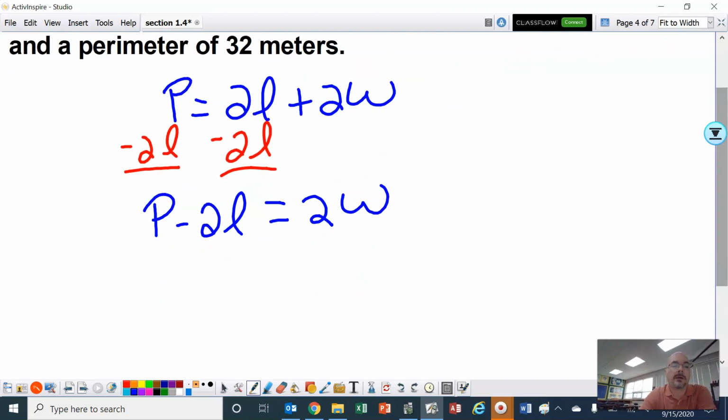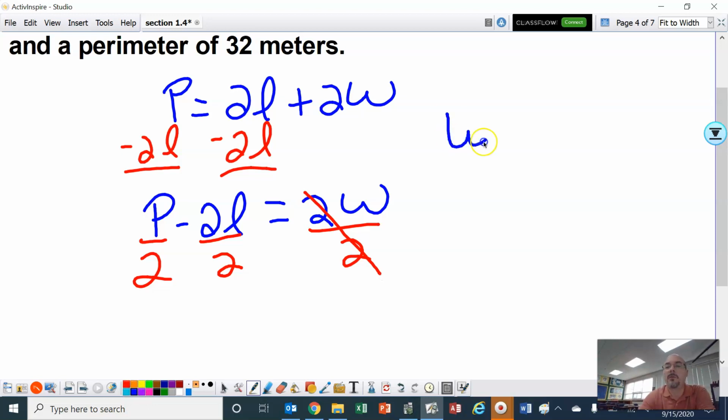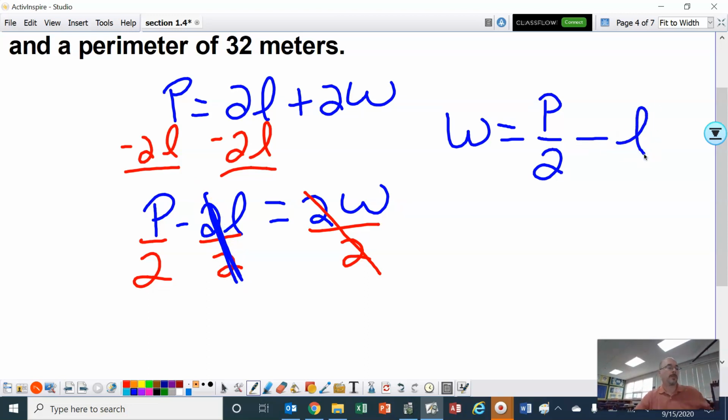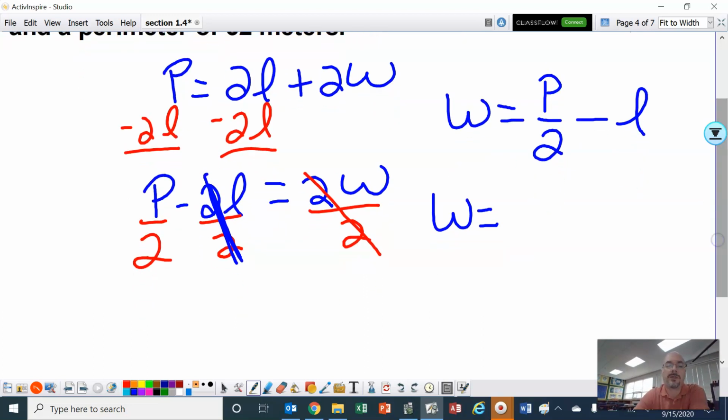All right, now I need to get rid of the 2 that's in front of the W, so everything is going to get divided by 2 because I have to undo the multiplication. All right, and when I'm done, I have the width is going to equal P divided by 2 minus, and then over here, the 2's cancel, so minus the length. So the width equals, all right, we know the perimeter is 32. So I'm going to replace the P with 32.